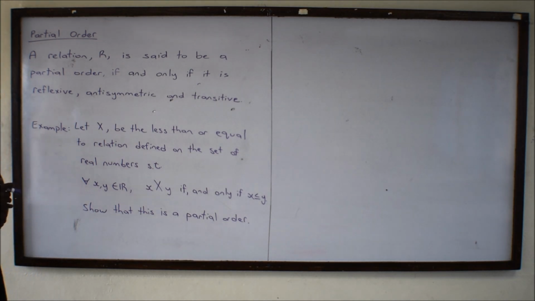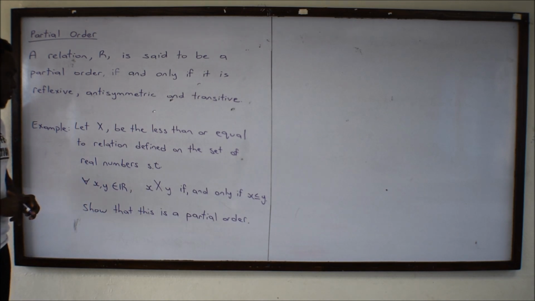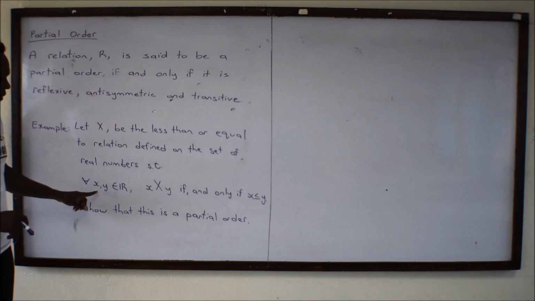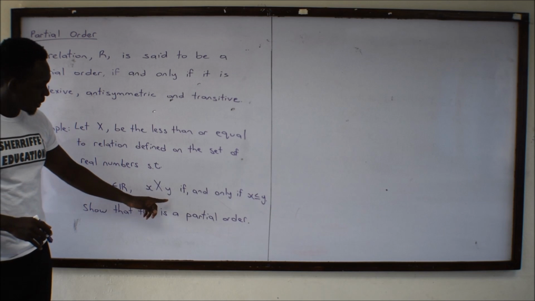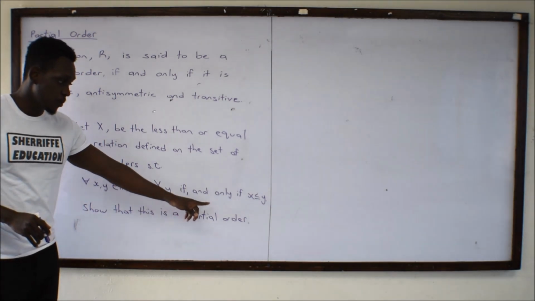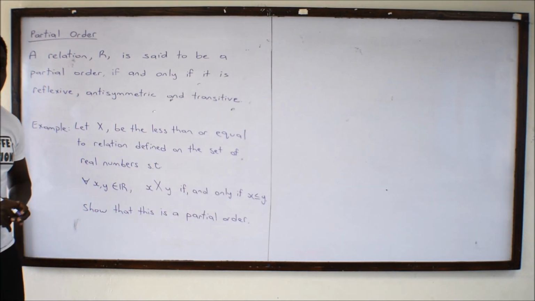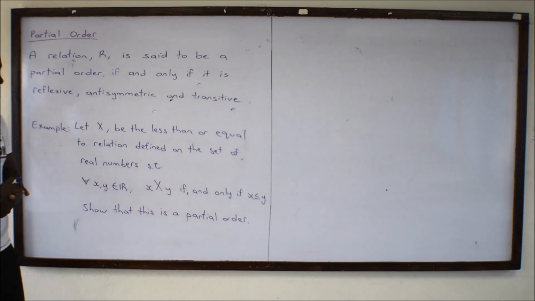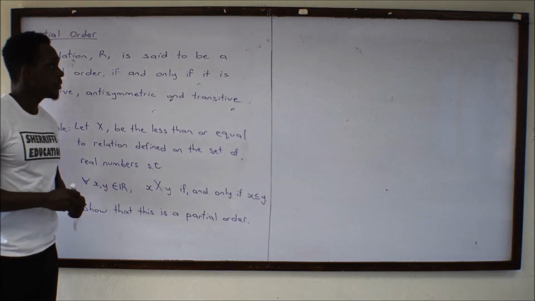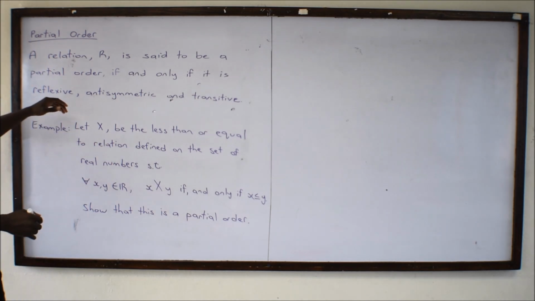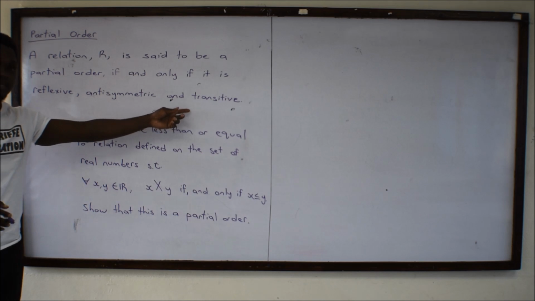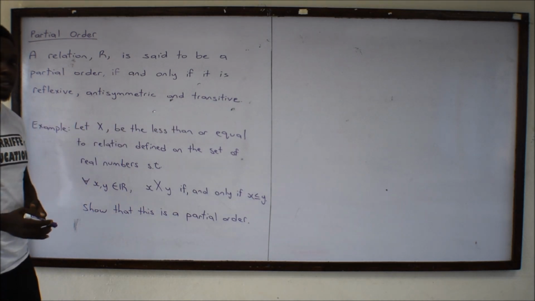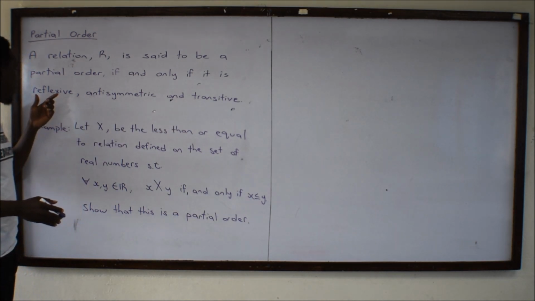So let X be the less than or equal to relation defined on the set of real numbers such that for all X and Y in R, which is the set of real numbers, X is related to Y if and only if X is less than or equal to Y. And we need to show that this is a partial order. Now remember, a relation is a partial order if it satisfies these three properties. So we need to show each of these properties individually. So we start off with reflexive.